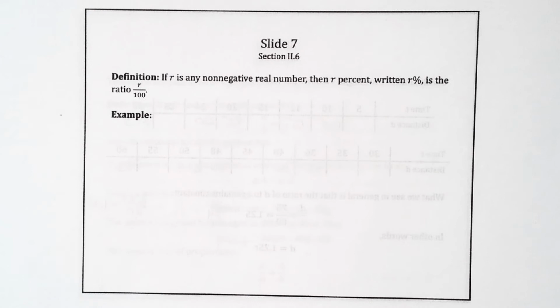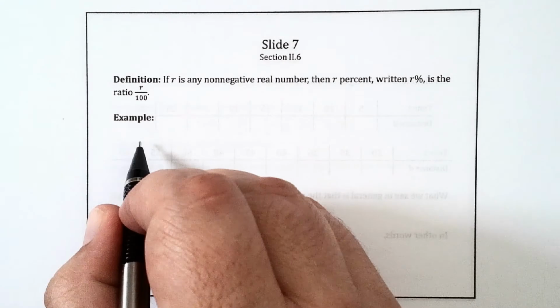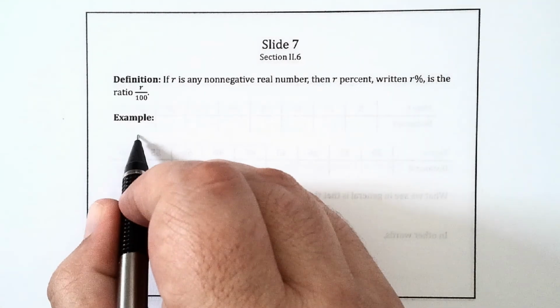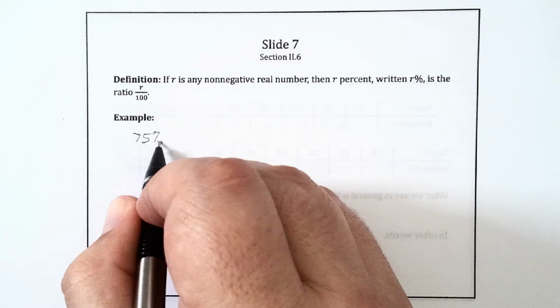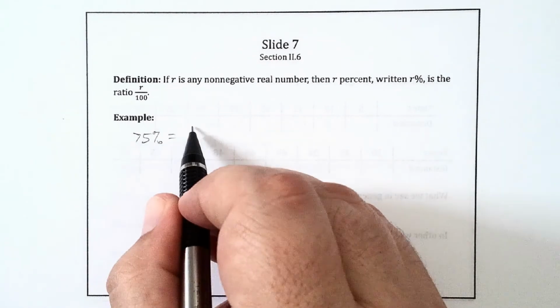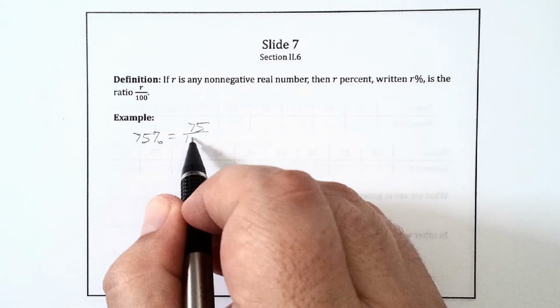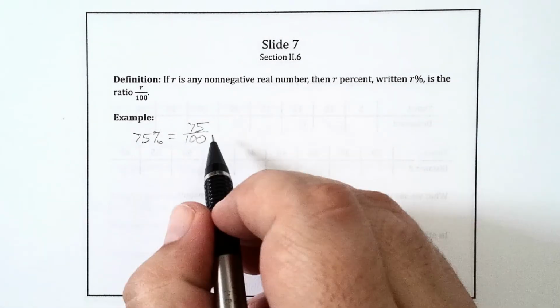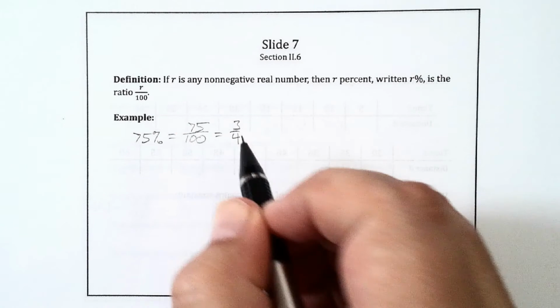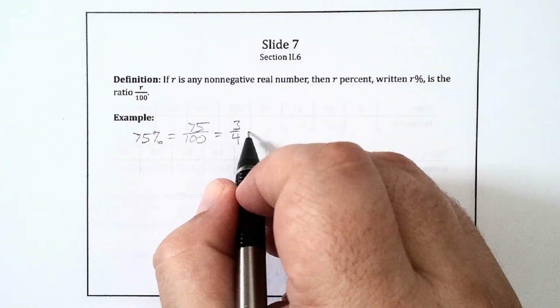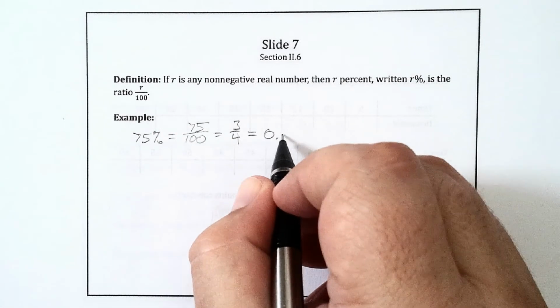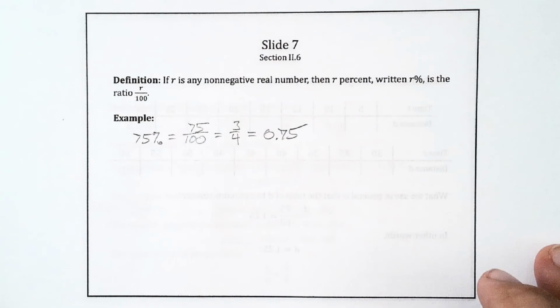And so just for the average person, it's a little bit easier to understand percents than it is to understand fractions. So for example, I could take, say 75%. Well, that's the ratio 75 over 100, which I could write as 3/4. Or I could use the division by powers of 10 rule to write that as 0.75. Okay, those are all different ways of writing the same amount.